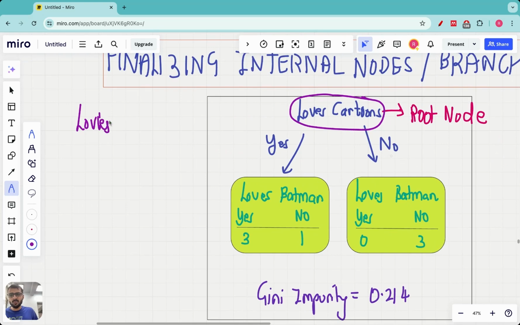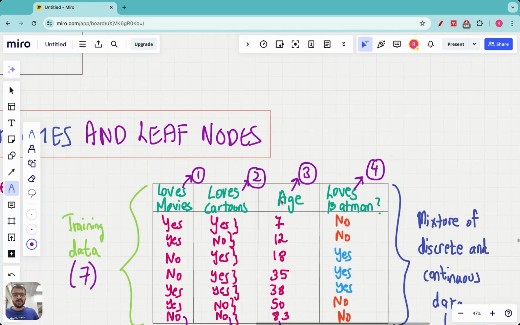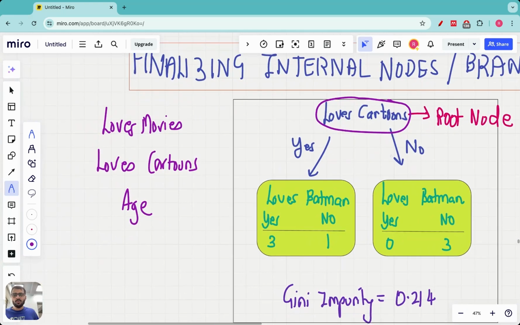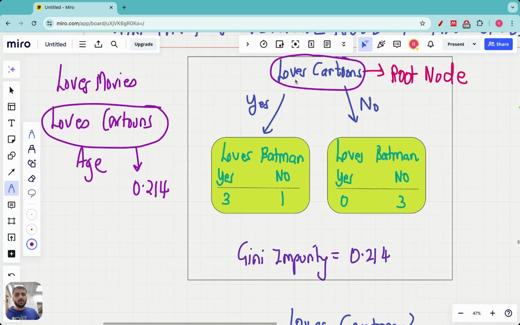The first option was loves movies. The second option was loves cartoons, and the third option was age. Because if you see, all of these are the three questions which have been asked. Now we designed a mathematical procedure to help us understand which of these questions should be asked at the top of the decision tree. And for that, we calculated the Gini impurity for all these three. And for the loves cartoons, the Gini impurity turned out to be the lowest, and its value was 0.214. I've demonstrated it over here.